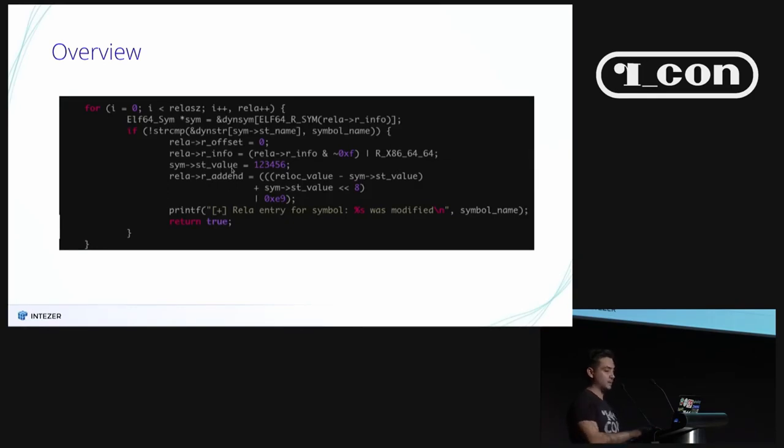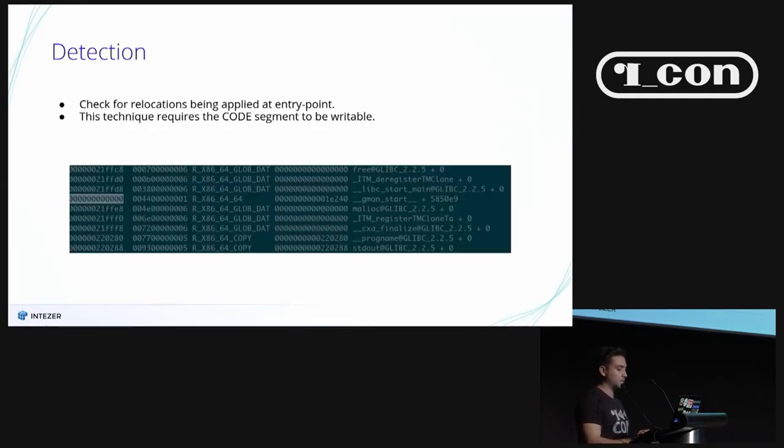For example, I added some arbitrary value in the value of the symbol, like 1, 2, 3, 4, 5, 6. And you can apply some equation that resolves to the same value that you want. Then at the end, you append E9, which is the opcode of a near jump. And that way you can do that.